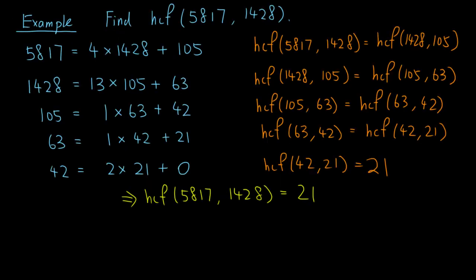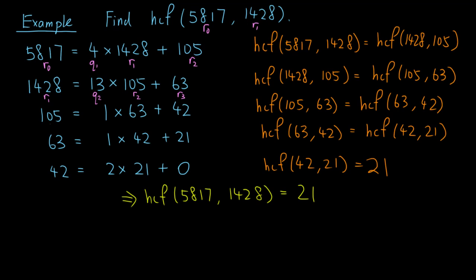We can identify the quantities stated in the algorithm in our previous example to understand it better. In this case, R0 is 5817 and R1 is 1428. So we apply the division algorithm on R0 and R1 to get Q1, which is 4, and R2, which is 105. Since R2 is non-zero, we have to apply the division algorithm on R1 and R2 to get Q2 and R3, which are 13 and 63, respectively.